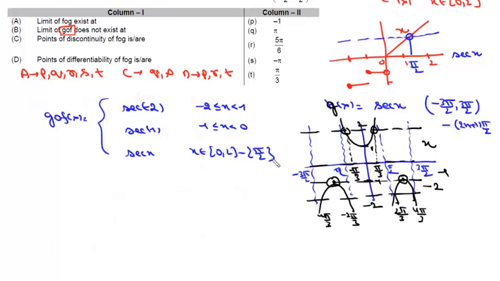Now this limit does not exist at minus 1, and at all the other points it is defined. So this b matches with p, and that is the answer to this question. Now here the question is, we are given this function f of x which is defined as x plus 1 to x square minus 6x plus 6, and this g of x which is defined as the integral from t minus 1 to t of f of x dx. Then which of the following statements is true?